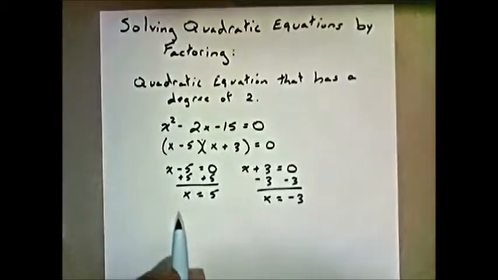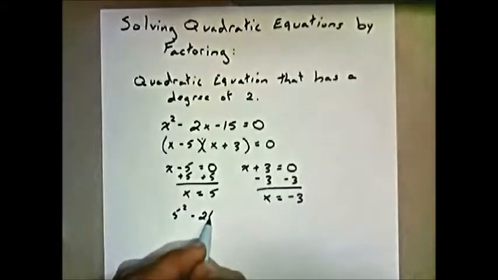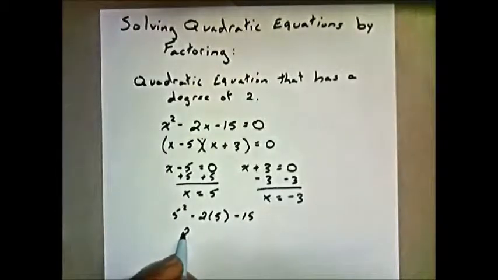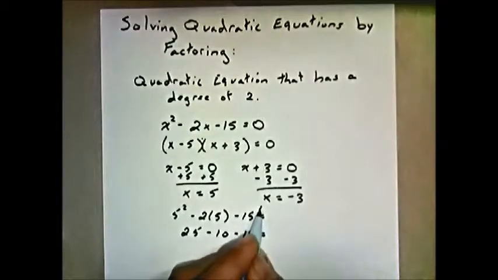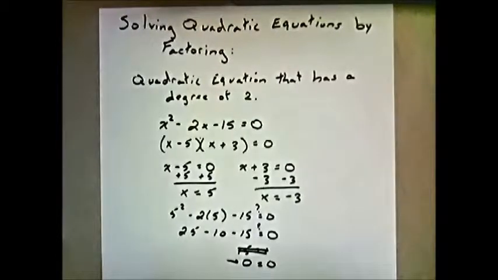We'll show 5 as an example. So I have 5 squared minus 2 times 5 minus 15. 5 squared is 25 minus 10 minus 15. And we want to know, does this equal 0? That's why I put the question mark above my equal sign. So 25 minus 10 is 15, minus 15 is 0. So 0 equals 0, so it does check out. We'll see likewise, if you plug in negative 3, you would also get 0 equal to 0.